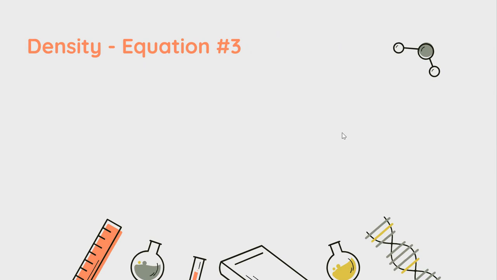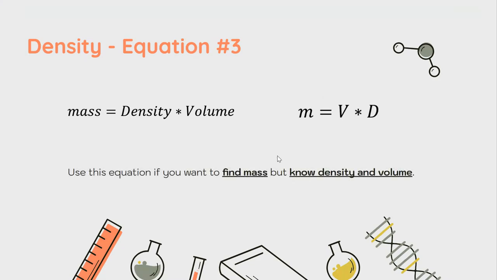Our last equation would be mass equals density times volume, or shortened, m equals v times d. And we would use this equation if we want to find the mass, but we know the density and the volume. And you'll notice in all these equations, we've set them up so that the thing we're looking for is by itself on one side of the equals sign. And everything else that we know or can measure is on the other side of the equal sign.